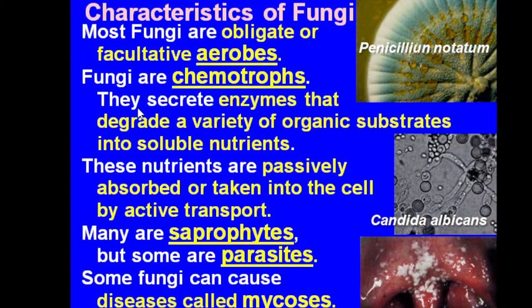Physiological characteristics of the fungi. According to the oxygen requirements, they are obligate aerobes or facultative anaerobes, right? It means that they may live mainly in the presence of air, and only some of them may live in both conditions, aerobic and anaerobic. According to the way of nutrition, they are chemotrophs like bacteria. And how do they perform this nutrition? They secrete enzymes that degrade a variety of organic substances into soluble nutrients, and then these nutrients will be passively or sometimes actively taken into the cell, just like in bacteria that also may perform active and passive transportation.